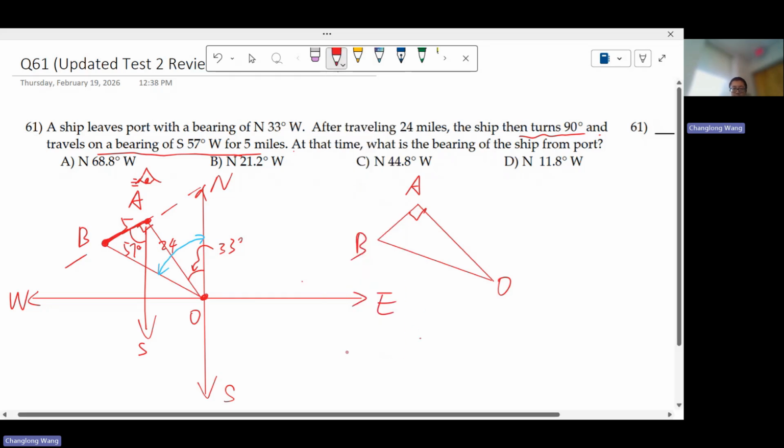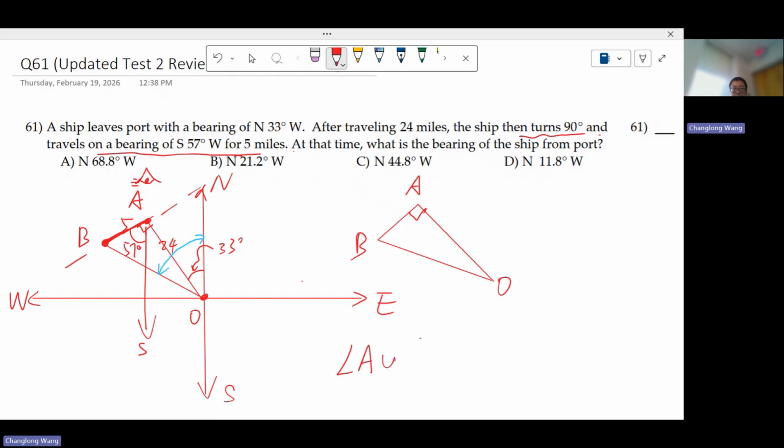I'm sure that you guys are now pretty good at this. So can anyone tell me how you would find the angle AOB using a trig or inverse trig function? Don't forget that AB is 5 and AO is 24. I'm looking for the angle AOB. Oh yeah, go ahead, Max. 5 divided by 24. There you go.